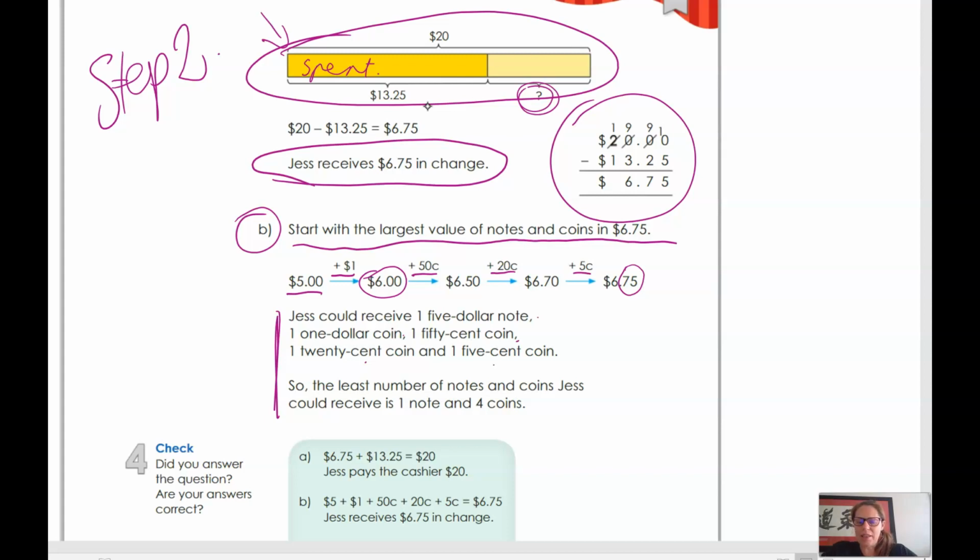Now, if you were handing me this, I would be happy with this. This would be enough for me. It's easier for me to read. Okay, that answer is fine for B. So the least number of notes and coins Jess could receive is 1 note and 4 coins. 1 note and 1, 2, 3, 4 coins.